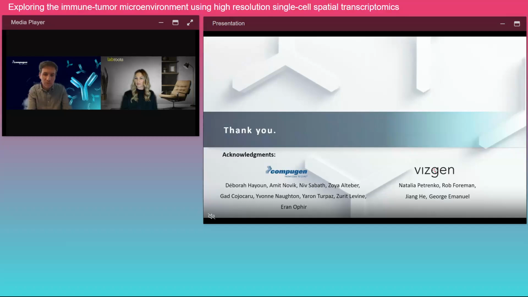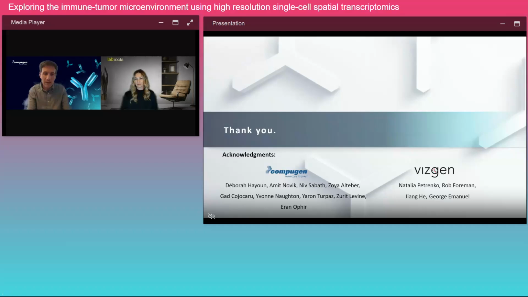So again, we started this project 3 years ago. Back at the time, all of these spatial technologies were really not mature. There weren't that many technologies. And Vizgen were, I think, the first to have a mature commercial grade technology that we were able to use. So this was indeed a relevant aspect for us.